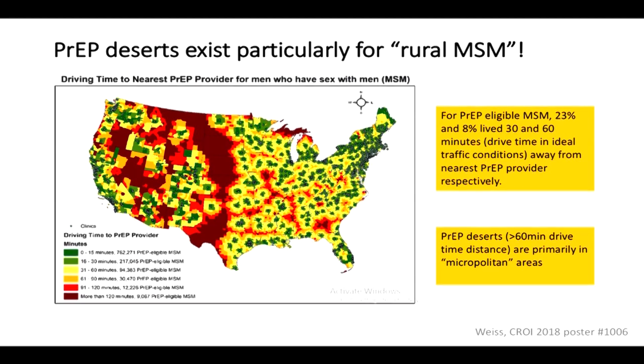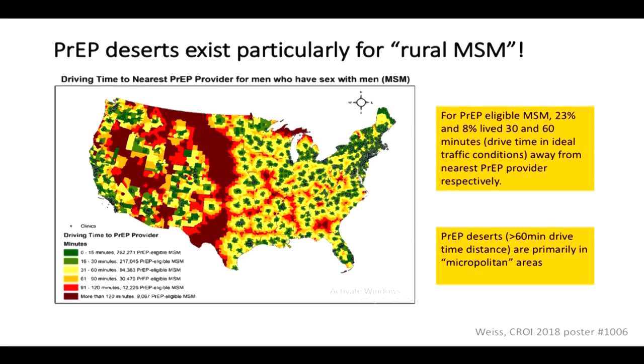Similar things have been shown when you look at what they called PrEP deserts, which represent distances between individuals who need PrEP based on their risk profile and where PrEP is being offered. Here they described drive times from where these individuals live to where there are established HIV prevention services. In the darker maroon and red areas, these are individuals who need to travel at least an hour, 30 minutes, or 2 hours from where they live to the nearest PrEP provider.